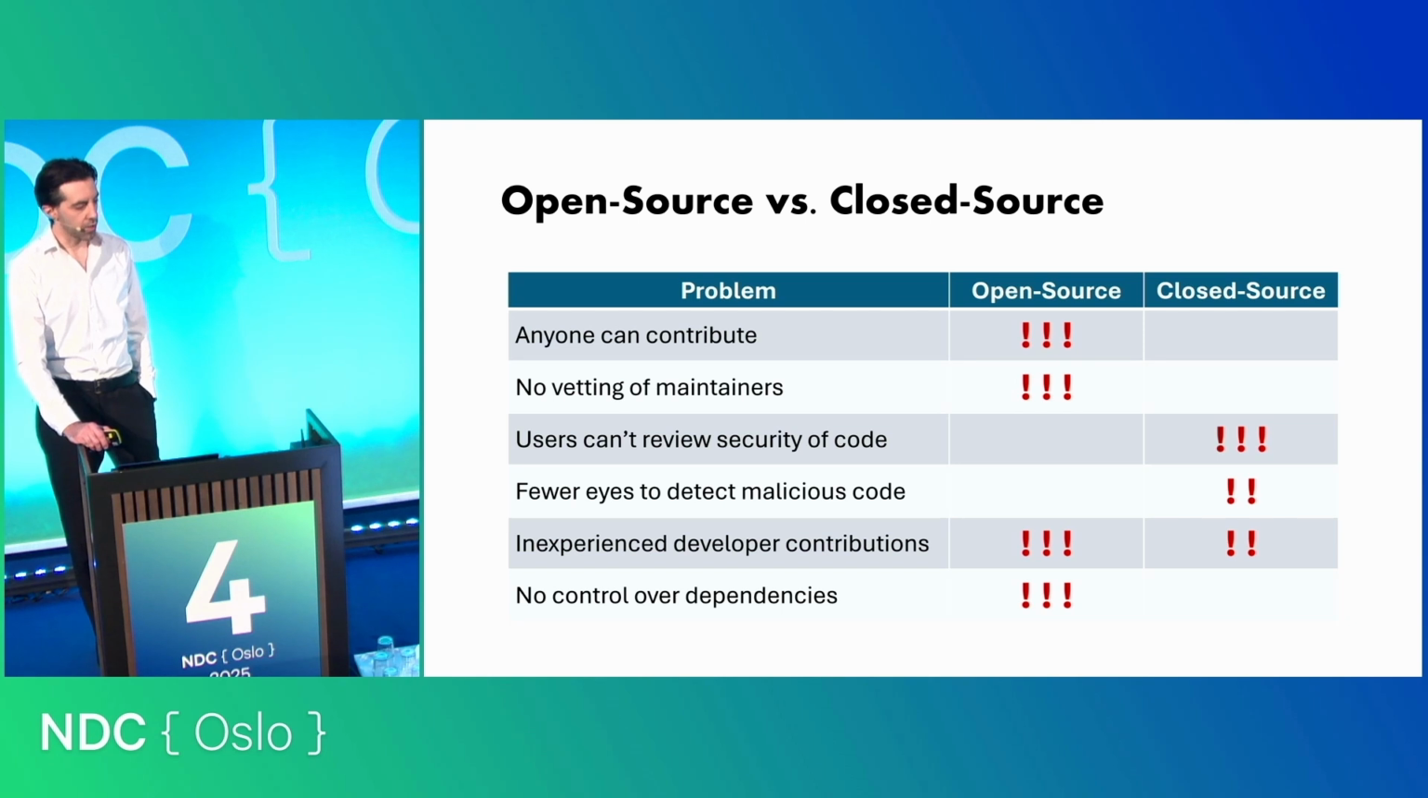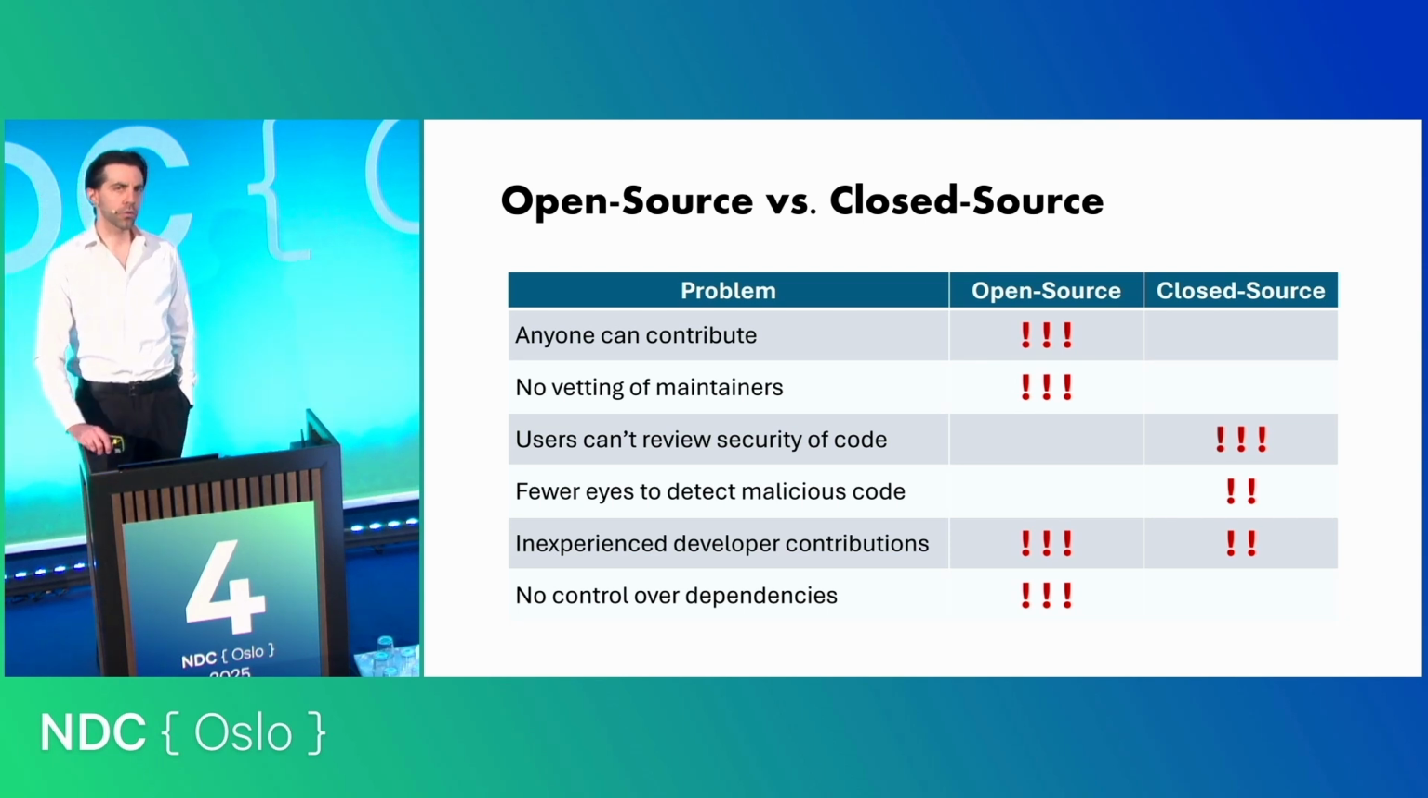On the closed source side, though, no one can review the security of the code. So you get an update, it's a binary that's signed by the company. You have no way to go in there and see what it's actually doing. And you have fewer people looking at it who might be able to catch it. In both cases, you'll have inexperienced developers who might be doing insecure things. But on the open source side particularly, you do not have control over the dependencies of your dependencies. Unless you're going and recursively cloning everything and forking it and building your own dependency tree, you cannot really control that.